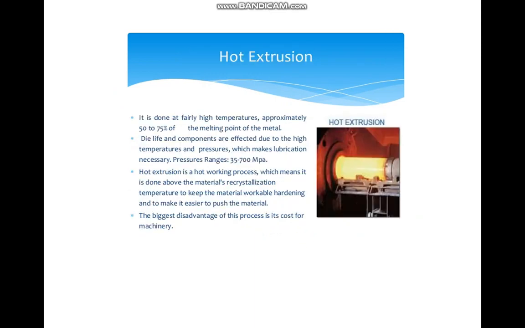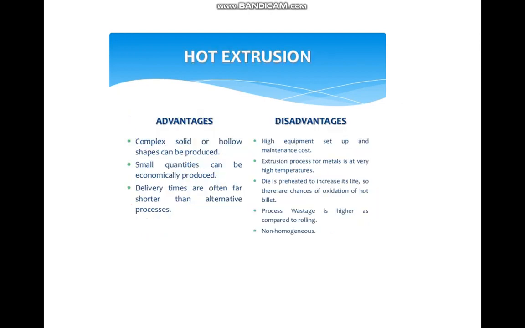Hot extrusion: if you are carrying out the extrusion process above the recrystallization temperature of that metal, then that is called hot extrusion. Hot extrusion is carried out at high temperatures, approximately 50 to 75 percent of the melting point of the metal. Die life and components are affected due to the high temperatures and pressure. Die life is reduced because of the high temperature. And the biggest drawback of this process is the cost of machinery. Cost of machinery is very high because you are carrying out this operation above the recrystallization temperature.